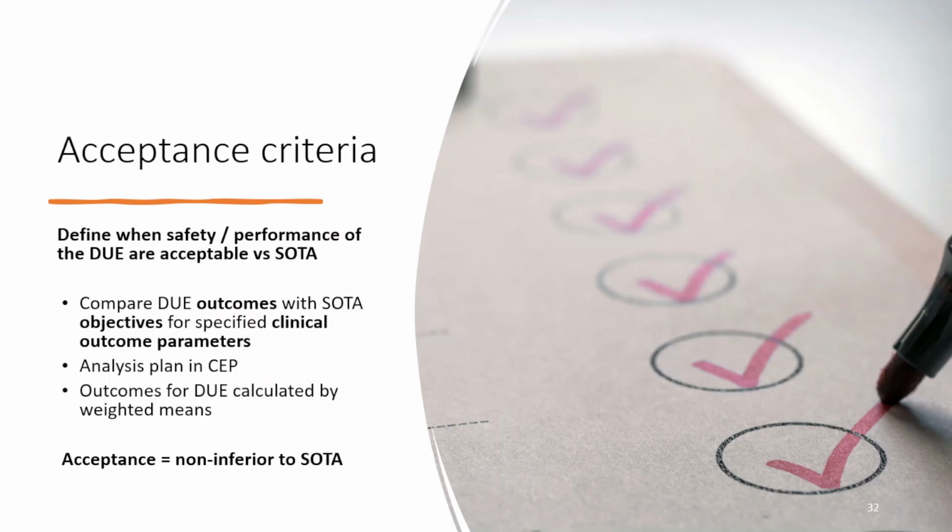By now, all of these terms should have a meaning attached to them. And so the clinical evaluation plan needs to contain an analysis plan for how this comparison will be done. But suffice to say that the outcomes for the device under evaluation are calculated by weighted means using a very similar method that we used for the state-of-the-art objectives. And acceptance, this is the key part, acceptance can be defined as showing statistically that outcomes for the device under evaluation are non-inferior to objectives derived from the SOTA. We don't need to show superiority, we're just showing non-inferiority, and that's a key distinction.